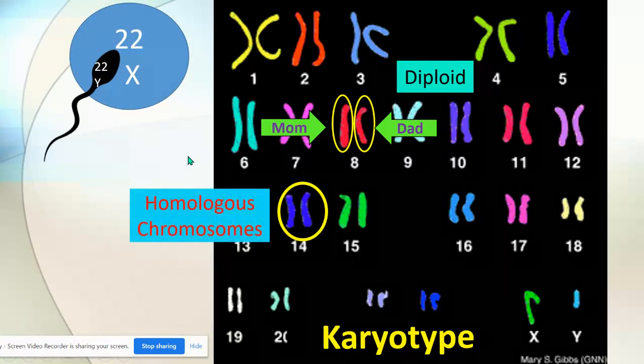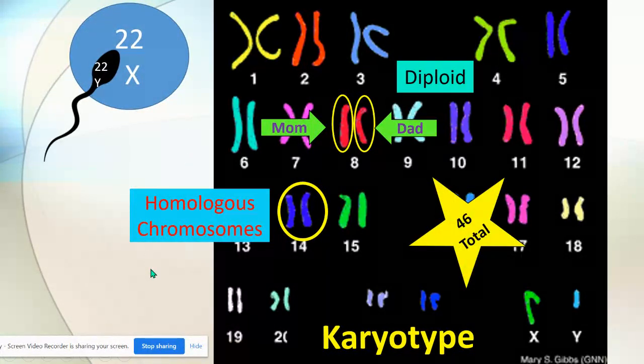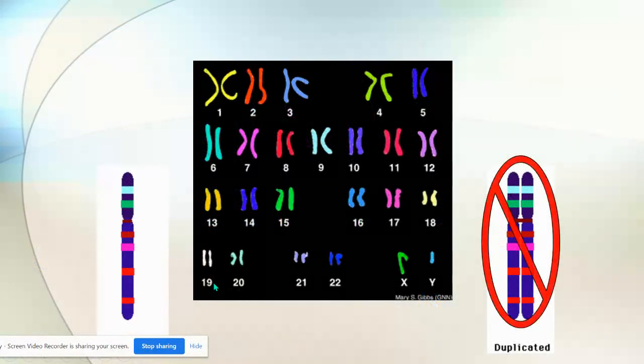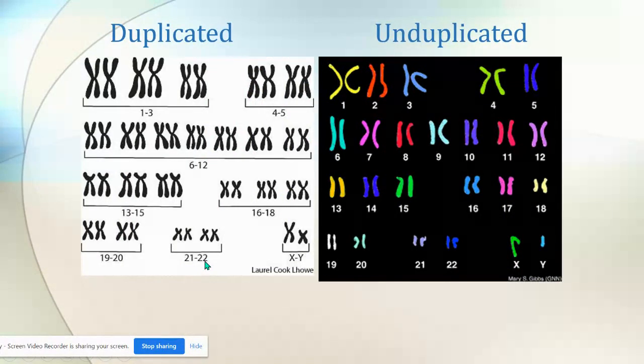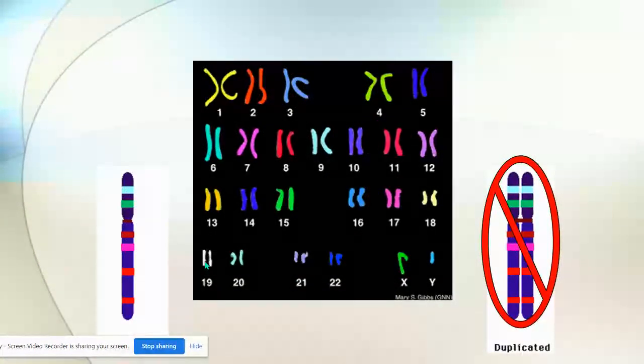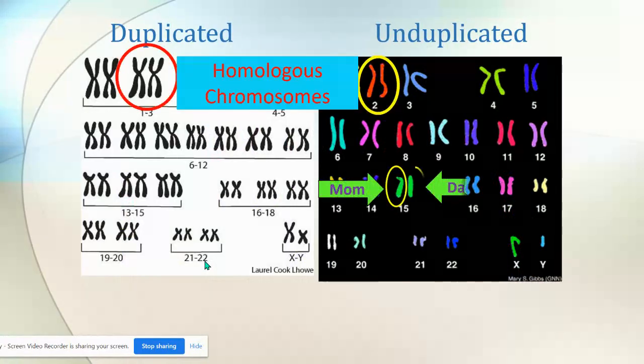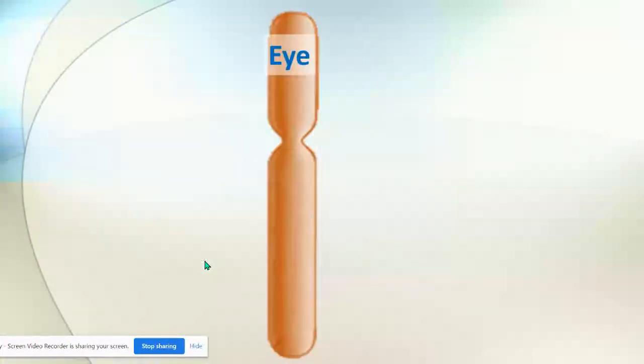Now, when we have these matching chromosomes, one we got from the mom and one we got from the dad, we call these homologous chromosomes. I want to point out these are not duplicated. These are not sister chromatids in the karyotype. These are two separate chromosomes next to each other. These are not that X shape. Okay, so let's go ahead and look at homologous chromosomes.